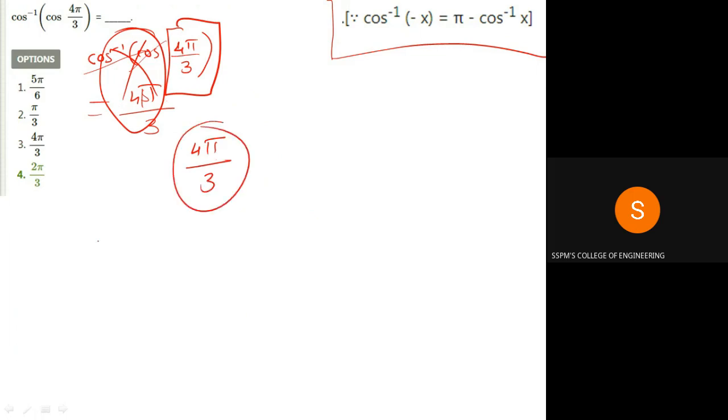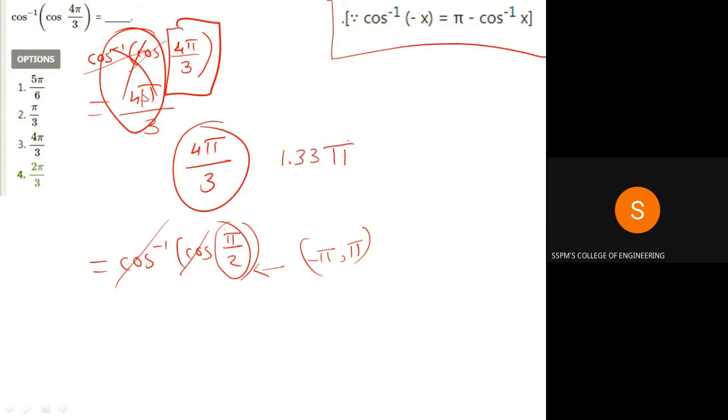See, cos inverse cos pi by 2. In such a case, cos and cos inverse can be cancelled because this pi by 2 was within the limit minus pi to pi. But 4 pi by 3, if you convert it to decimal, is 1.33 pi, which is more than pi. So that value is not within the limit, and that is the reason you cannot cancel out this cos inverse and cos.